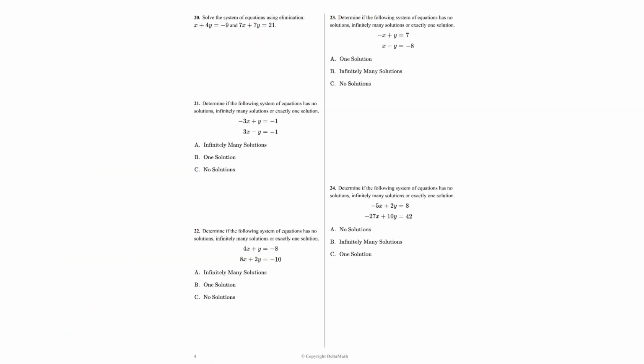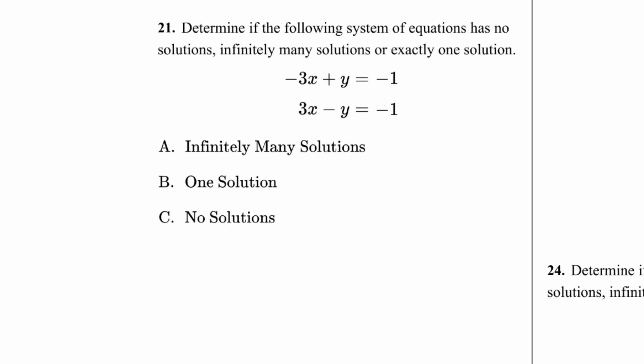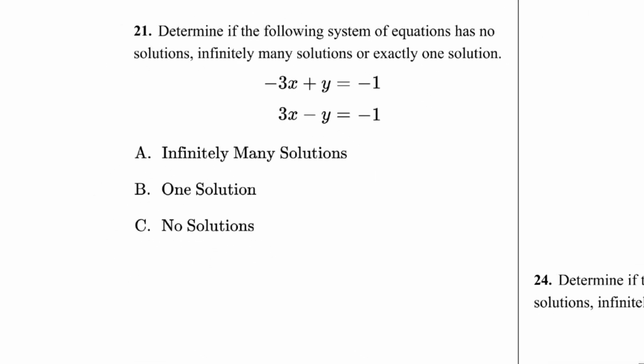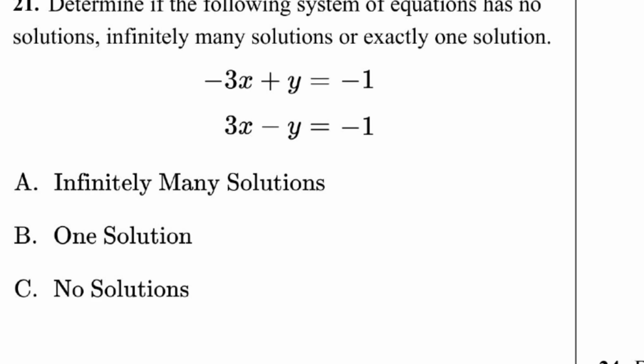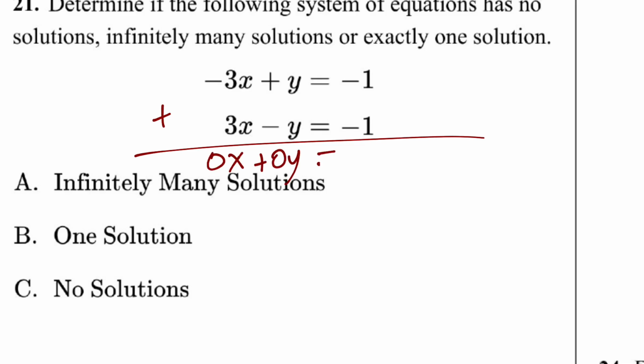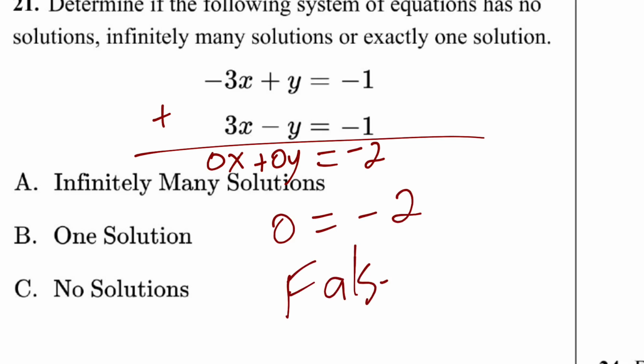And the next several are kind of the same, so I'm going to skip ahead to number 21. And now, what happens when we add or subtract some of these? So let's say I added straight down on this one. This gives me 0x, 0y, negative 2. Is it true that 0 is equal to negative 2? That's a false statement. All the letters are gone. It's a false statement. This is no solution.